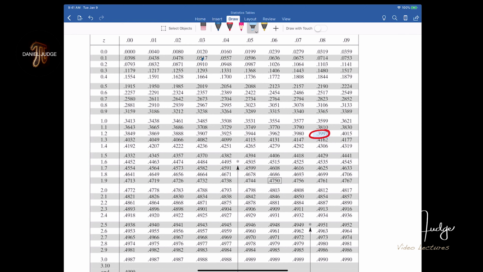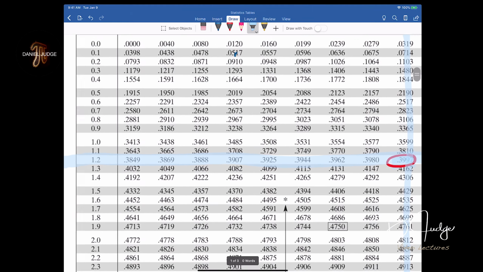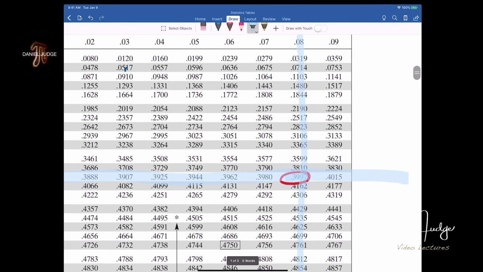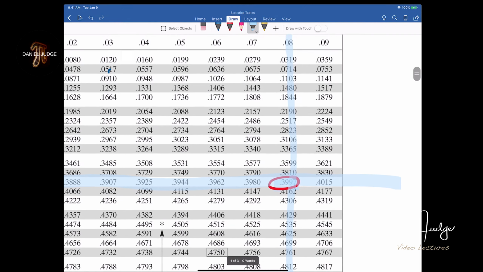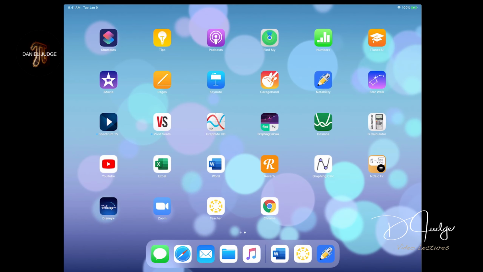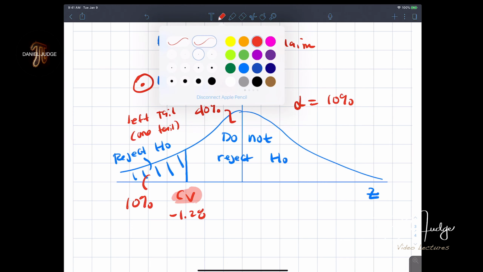It looks like this is going to be in the 1.2 row, 0.08 column. See this? 1.2 row, 0.8 column. 39.97 is the best we can do. That's 1.28. But it's negative because it's to the left of 0.